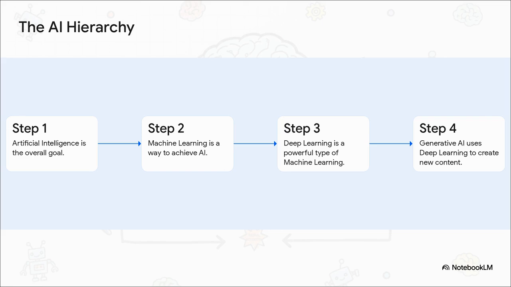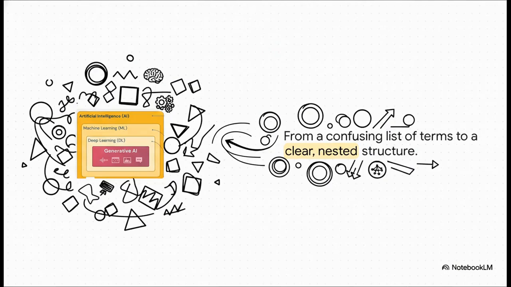See? Each step is just nested right inside the last. So here we are, back where we started. But now, this map, it makes perfect sense, right? What was once just a confusing jumble of buzzwords is now a really clear, logical structure. So next time you hear about generative AI, you'll know, that's a type of deep learning, which is a kind of machine learning, which is all part of the big world of artificial intelligence.